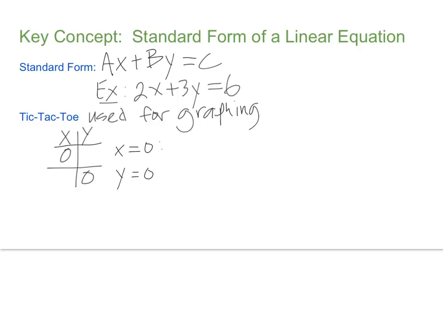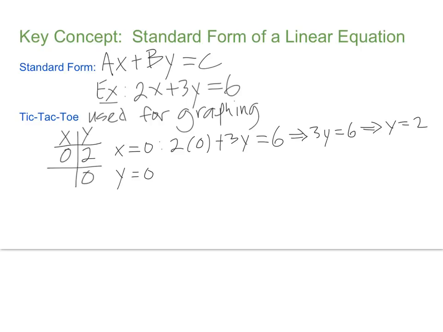The way we use that is we substitute the 0 in for x on the top line. So instead of 2x, we have 2 times 0 plus 3y equals 6. But anything times 0 is 0, and anything plus 0 is just what it is. So we end up with 3y equals 6. Divide both sides by 3, and we end up with y equals 2. So we place that in the table, and I have the ordered pair (0, 2).